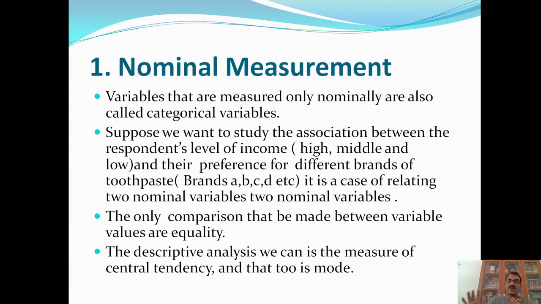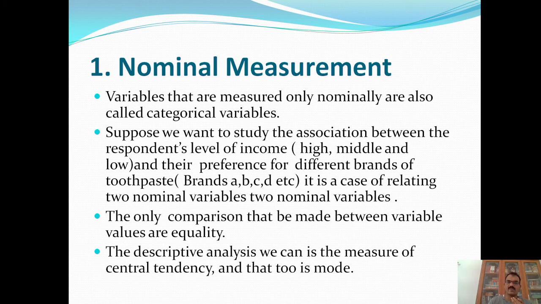First one is nominal measurements. Variables that are measured only nominally are called categorical variables. Suppose we want to study the association between respondents' level of income, high income, middle income, low income, and their preference for different brands of toothpaste, brands like A, B, C, D, etc. It's a case of relating two nominal variables. So here, two variables.